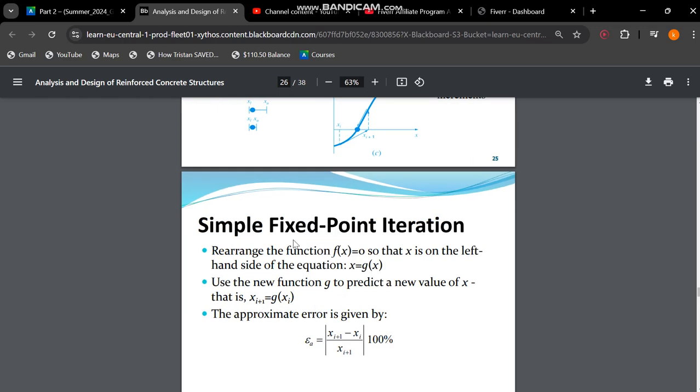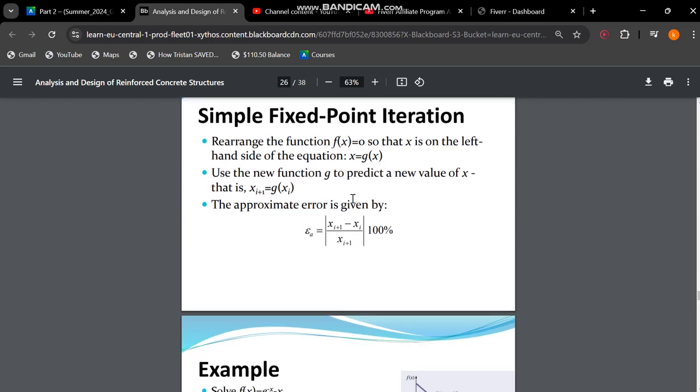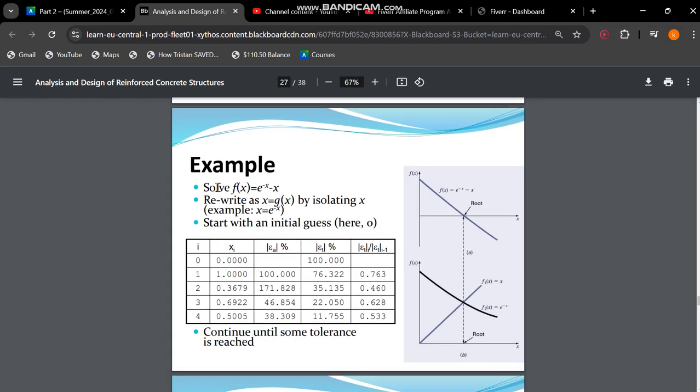So one of the methods is simple fixed point iteration. What you do is you have f(x) equal to 0. First you do that, then you rearrange for x, and on the right hand side is g(x), and on the left is x. So here's an example: solve f(x) = e to the power minus x. You rewrite this as x = g(x). Very important, this is the most important concept in this method. You have to rearrange for x. It can be any x, but look for the simplest x. You won't rearrange for this x because it's going to be a little tedious; you can directly rearrange for this x.